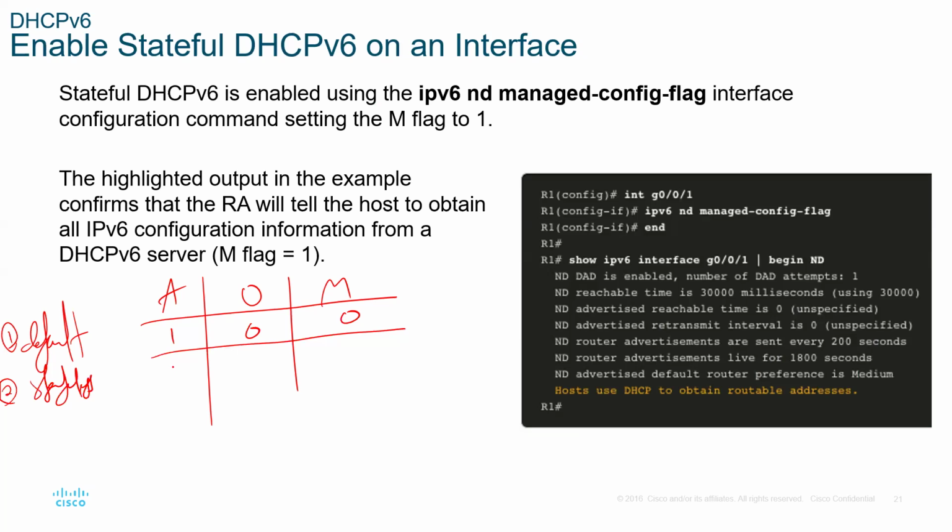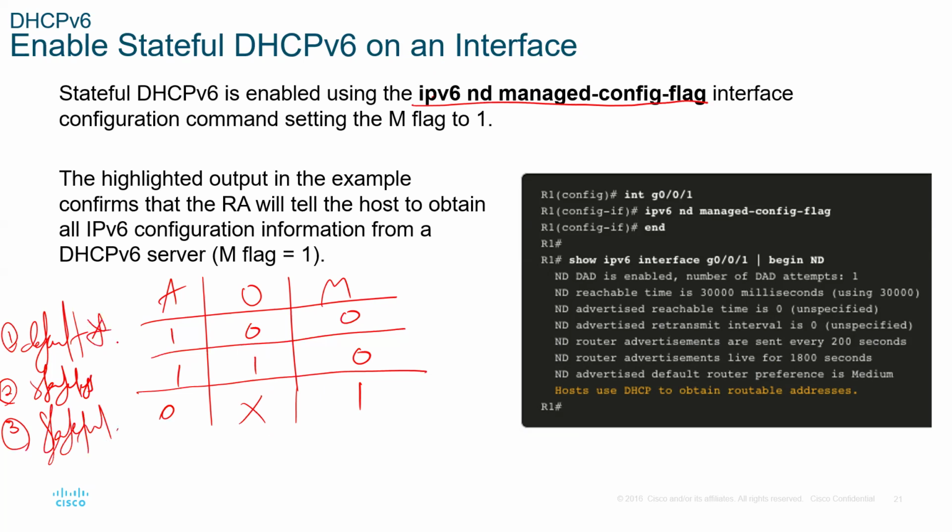When that is done, it allows us to have option number two, which is like this. Then option number three comes in if you input this command. This allows us to have our flag M equals 1 and our A equals 0 like this. So this is now stateful. By default, I repeat, it is not enabled. What is enabled by default is SLAAC only.